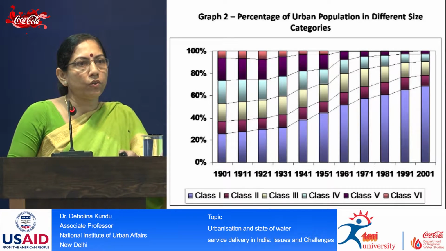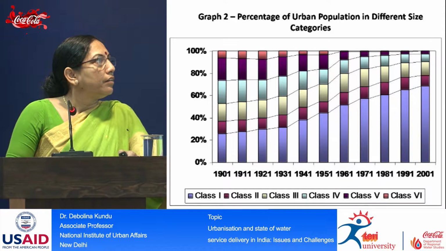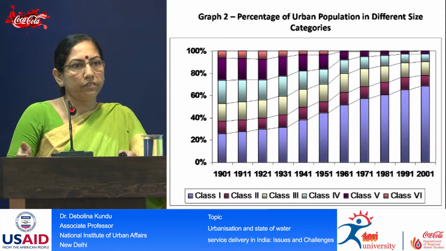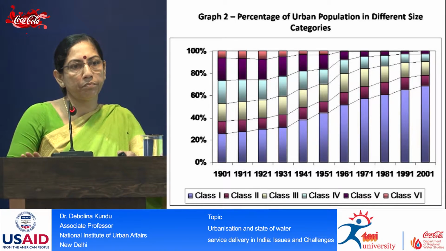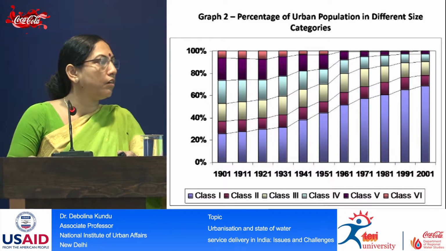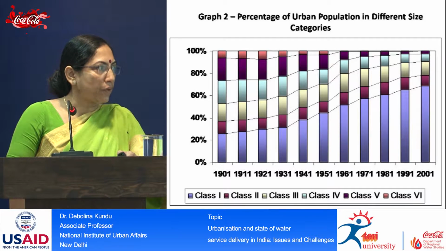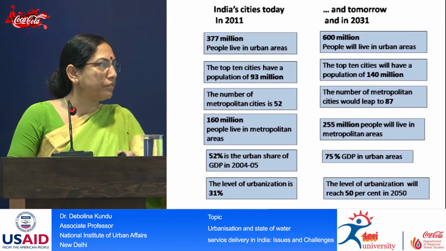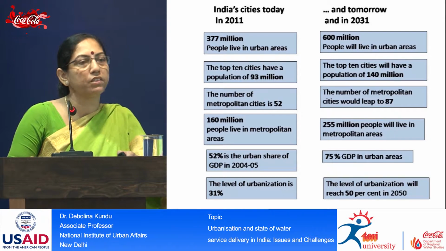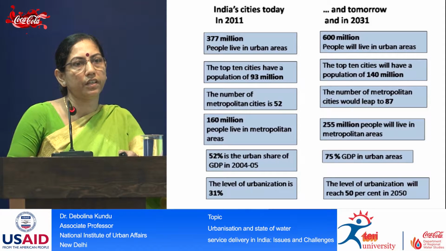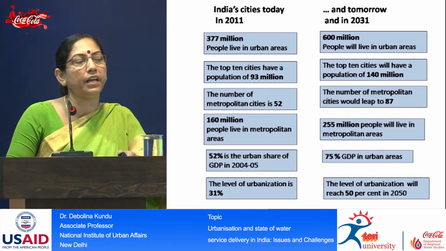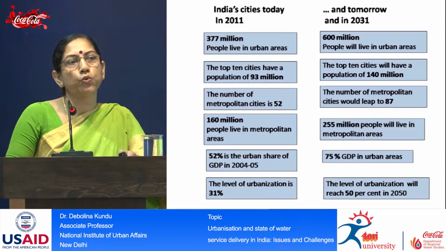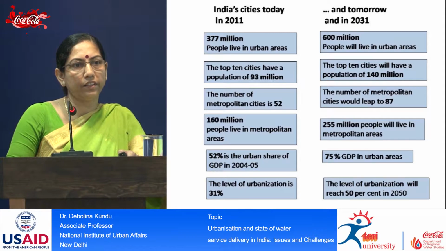This slide basically looks at the projections. Various organizations have projected in various manners, but in general, the agencies mentioned that the level of urbanization is to rise to 50% by 2050, and 75% of the GDP would be generated in urban areas. And the number of million plus cities, which are as of now 52, the HPEC committee has projected will rise to 87. So the demand for water will really increase in leaps and bounds.